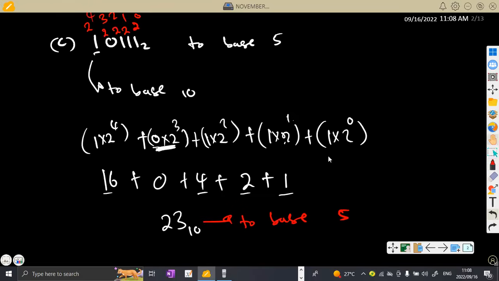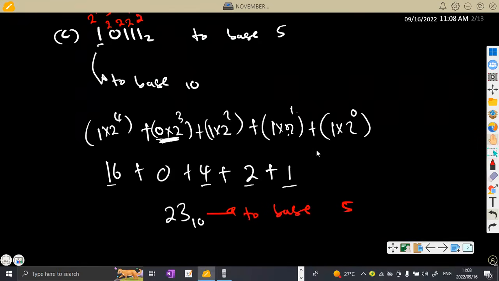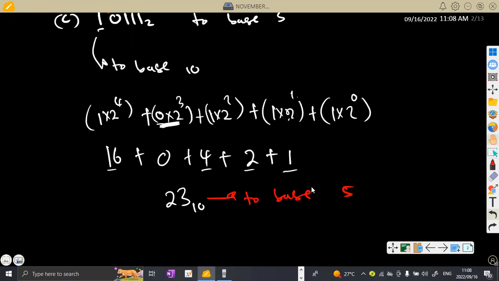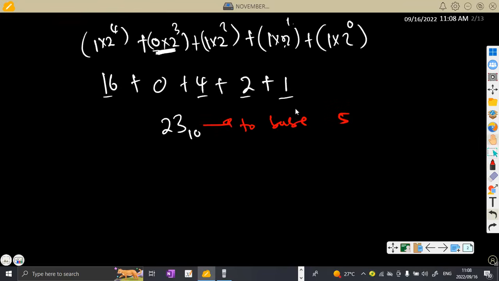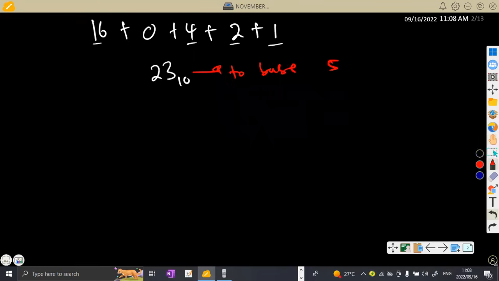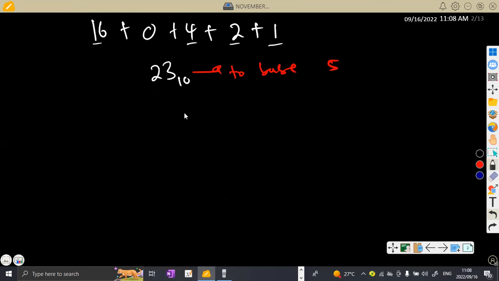So checking back, we said we need to convert to base 5. That's where we are now. We are going to divide by 5 throughout this number, noting the remainders. Remember, you divide by the base throughout, noting the remainders down. So it's 5 into 23, noting our remainders down.